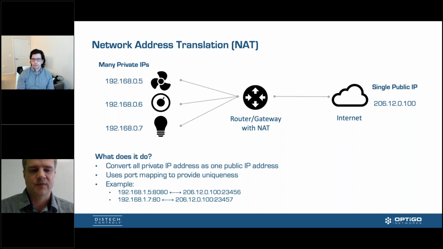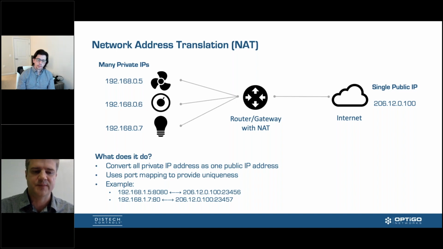And so that gives us a couple of benefits. Number one, there's a security aspect to it. Number two, it conserves IP addresses. I'll talk a little bit more about that on the next slide. Now, the way it does this is it uses port mapping. So you can see the examples down on the very bottom of the slide.